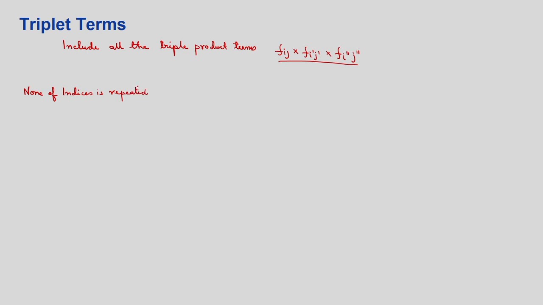If none of them are repeated, it means i, j, i dash, j dash, i double dash, j double dash are all different. So this will be some sort of expression, something like this: v, v, it will be f12, f34, f56, okay. Then again you have this term.